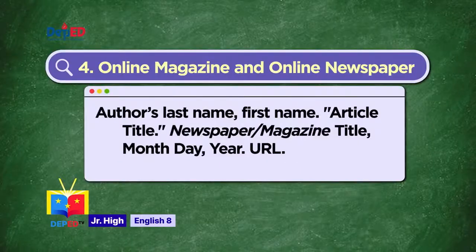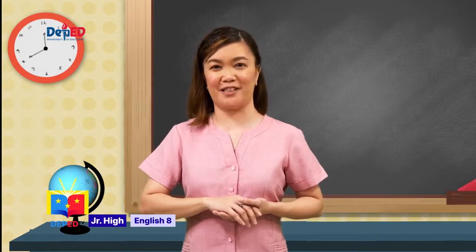Write the author's last name, comma, and then the first name, period, open quotation mark, article title, period, close quotation mark, newspaper or magazine title, comma, month, day, comma, year, period, URL, period. Check these examples for online magazine and online newspaper bibliographies.